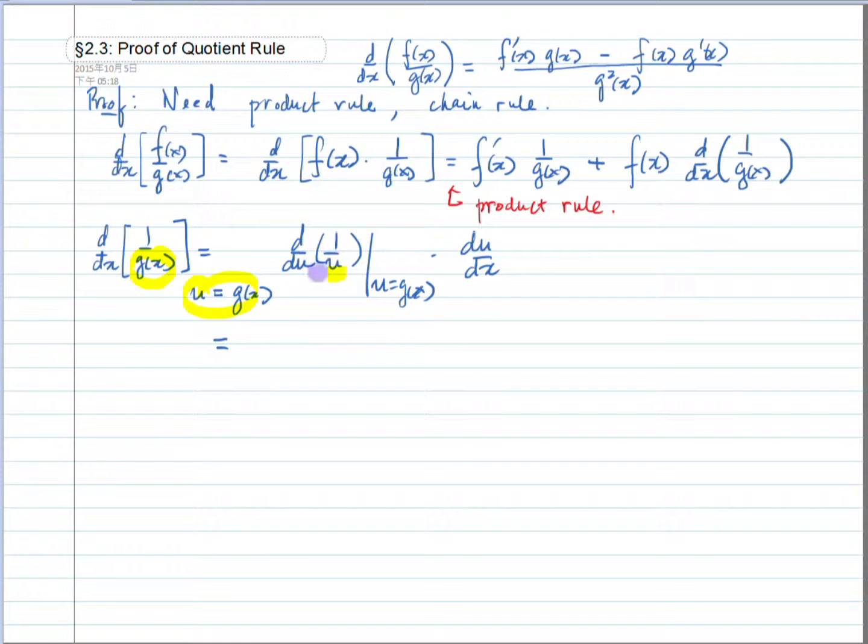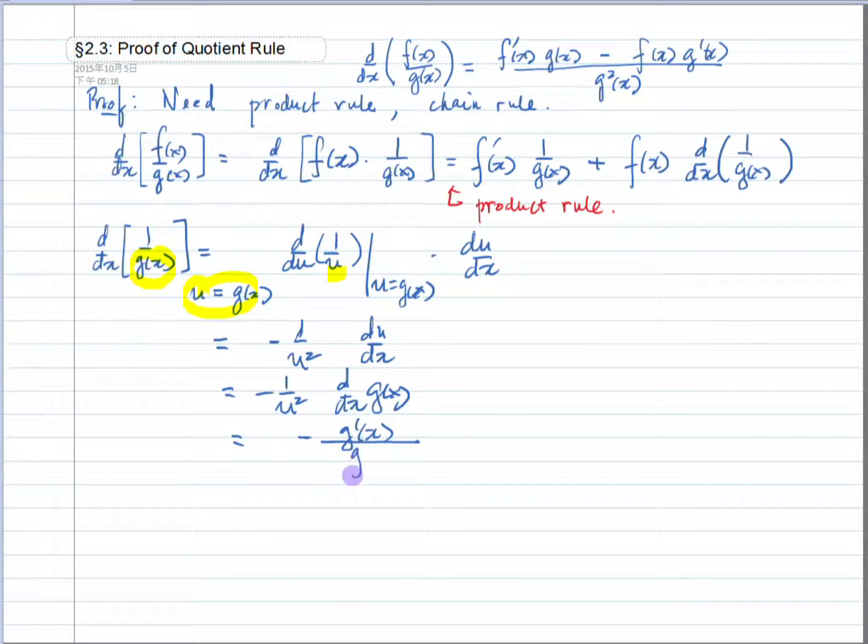Now what is the derivative of 1 over u? That one we know, it must be minus 1 over u squared. And now we have to take du dx. What is du dx? du dx is just d dx of g of x, and that is going to be equal to g prime of x. I'm going to put a minus sign in front, and I know that there must be a u squared below, but u is simply g of x. So I must have g squared of x in the denominator. So let me remind us that down here we have used the chain rule. This is how we get the expressions here.